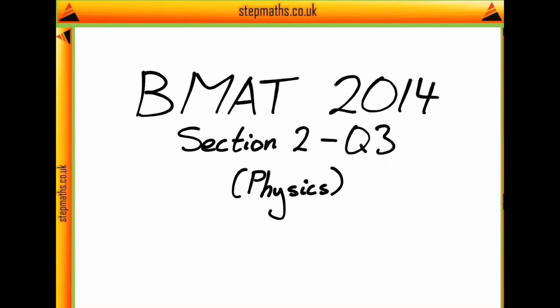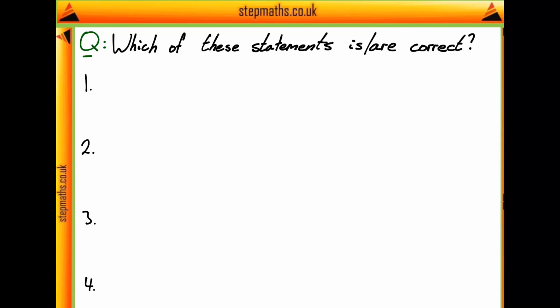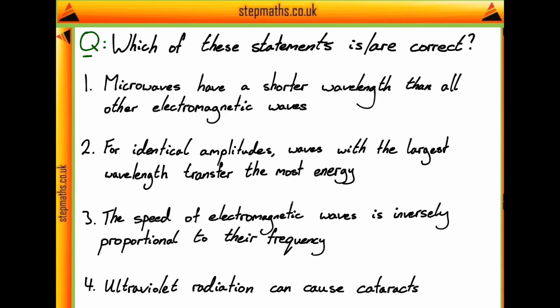Here we're going to look at question 3 from section 2 of the BMAT 2014 paper. In this question we're given 4 statements and asked which of these statements is or are correct, if there's multiple. So putting those statements up now, the first is that microwaves have a shorter wavelength than all other electromagnetic waves.